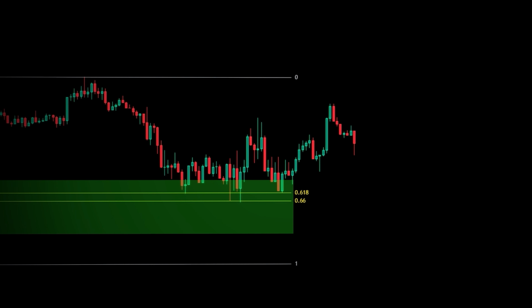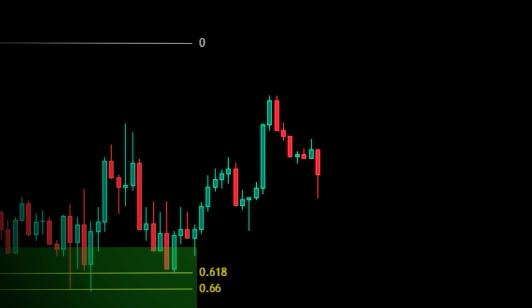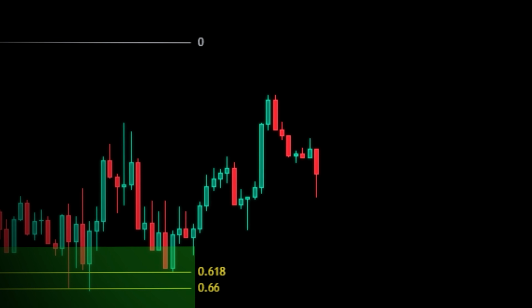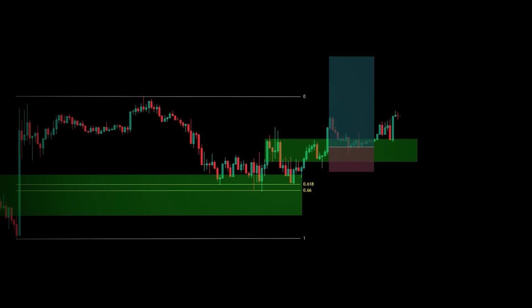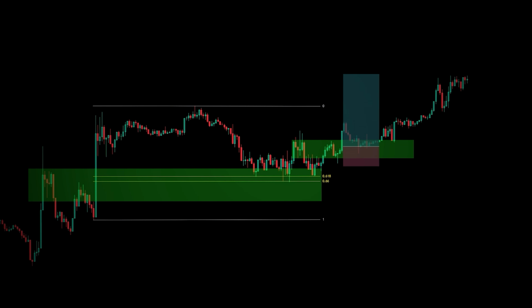Another indication of bullish momentum is this fair value gap right here. This candle is way larger than the ones before it. So with the bullish momentum back in action, enter on the retest of the local swing high. Set your stop at the low and target your levels higher.